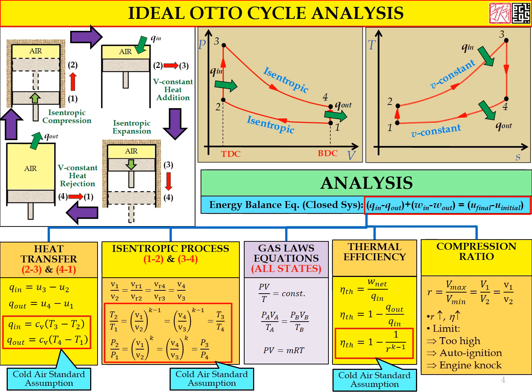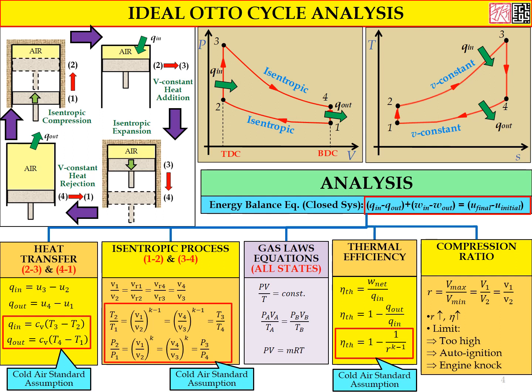And if you want to look at the effect of compression ratio on the thermal efficiency, we need to refer to the thermal efficiency formula for the cold air standard assumption. If the value of compression ratio increases, in theory the value of thermal efficiency will increase. Okay, so that's good for the performance of the Otto cycle.